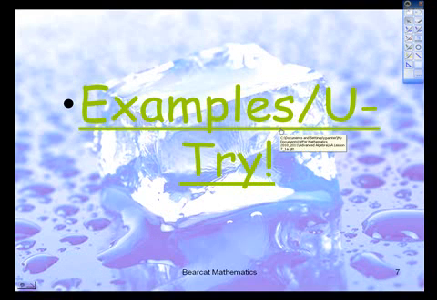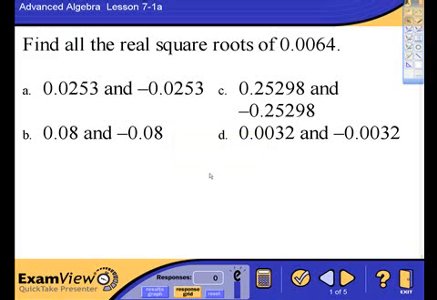All right, let's try some problems. Find all real square roots of 0.0064. Let's see, square roots, they could be positive or negative. Find all real square roots. That's got to be B, 0.08 and negative 0.08.